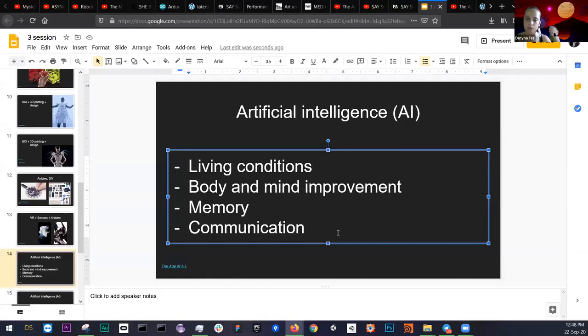Here I wanted to think about how artificial intelligence will influence our life in the future. So what is artificial intelligence by itself? It's not a robot. It's a new technology for programming, not algorithmic programming, but for machines to be able to learn.